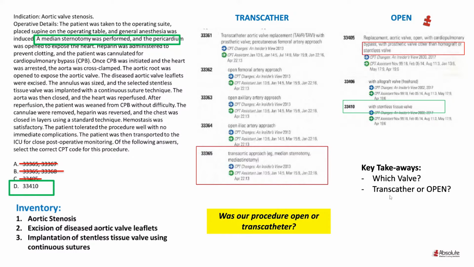But the key takeaways: you need to know which valve it is. Is it the aortic, mitral, pulmonary, or tricuspid? Which valve? That's 25%. And then you need to determine if the procedure was transcatheter or open. Transcatheter or directly open? And that's 75%.